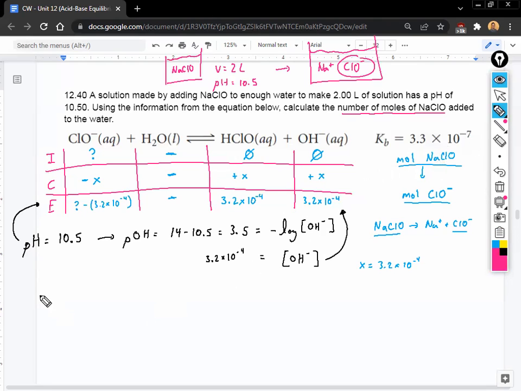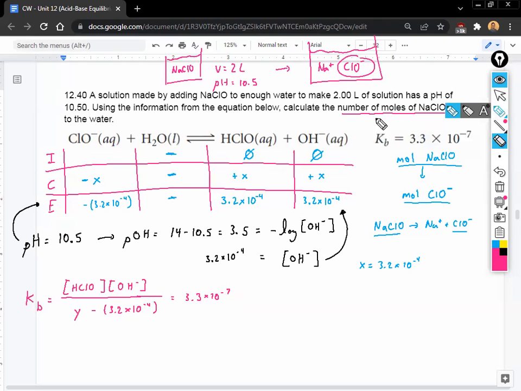Okay, so from there, we can just use the equilibrium constant equation. We can do Kb is equal to the concentration of the products divided by the concentration of the reactants. And we know that that value is equal to 3.3 times 10 to the negative 7. So I don't like using the question mark, so I'm just going to put y as the value. So we'll change the question marks to y.